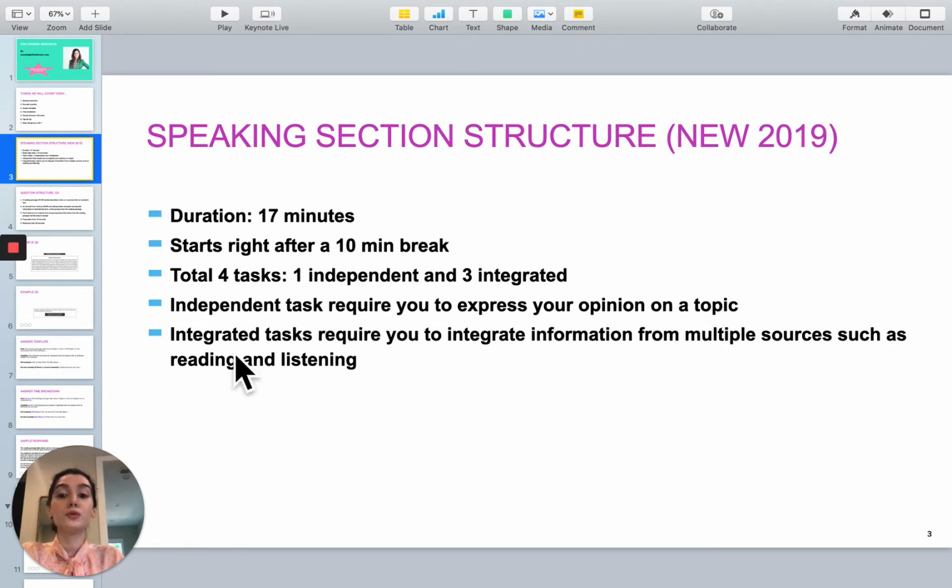Question number 2 to question number 4 are your integrated tasks, and they're called integrated tasks because the word integrated itself means combine. So they're asking you to combine the information from the various sources such as reading and listening. So today we're going to talk about question 3. So let's look at what happens in question number 3.